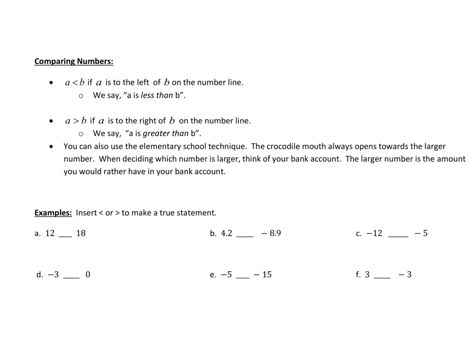And we use this symbol when we want to indicate that the first number, A, is to the left of the second number, B, on the number line. We say A is less than B. The other symbol is if we flip the symbol around, we use this symbol if A is to the right of B on the number line, and we say A is greater than B.